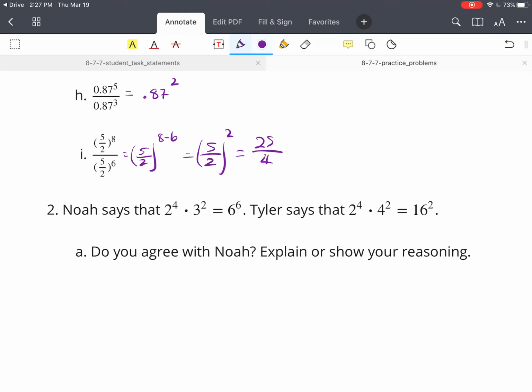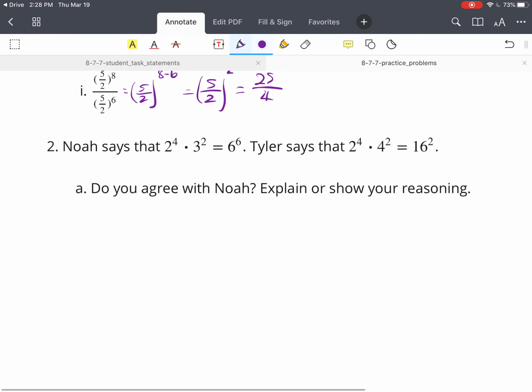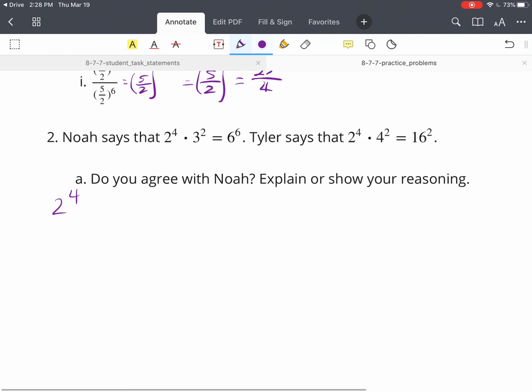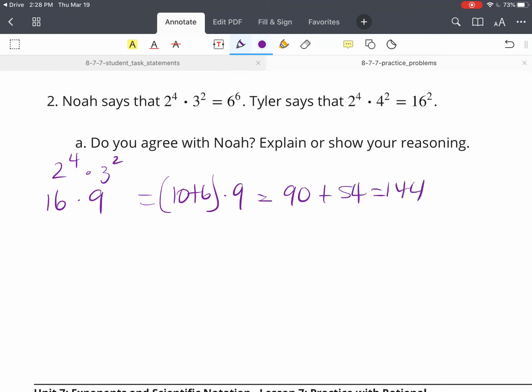Noah says that 2 to the 4th times 3 squared is equal to 6 to the 6th. Tyler says that 2 to the 4th times 4 squared is equal to 16 squared. Do you agree with Noah? Explain or share your reasoning. Okay. Well, Noah says 2 to the 4th times 3 squared. Let's figure what that is first. 2 to the 4th is 16. 3 squared is 9. 9 times 16, well, I know that 16 is 10 plus 6 times 9. That's 10 times 9, that's 90, plus 6 times 9, that's 54, so that's 144.